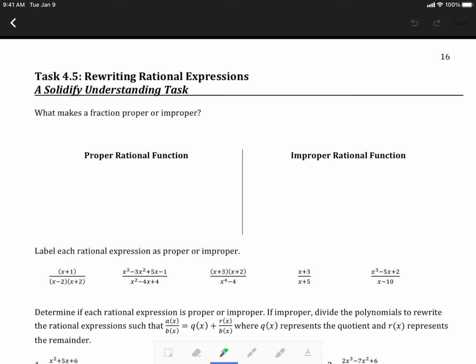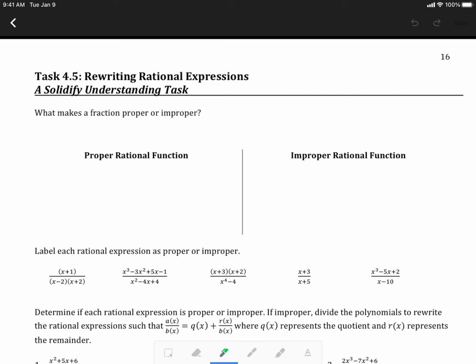Welcome to Task 4.5, Rewriting Rational Expressions. This is going to build on what we did in Module 3 with box division. So let's start off by talking about fractions in general. Now remember, rational functions are just a form of fractions that involve variables or polynomials. So let's take it back to fractions.